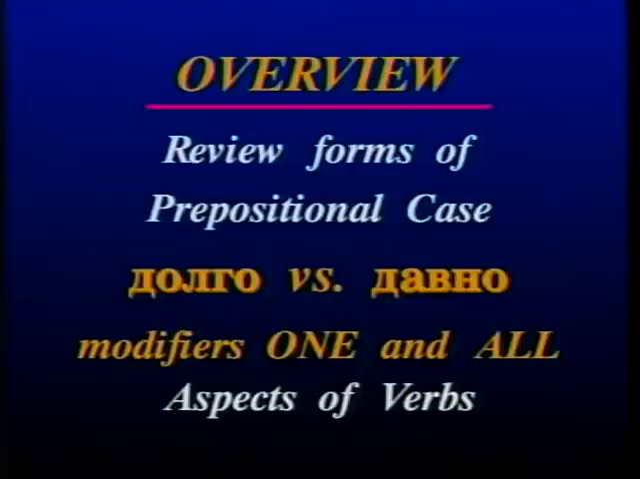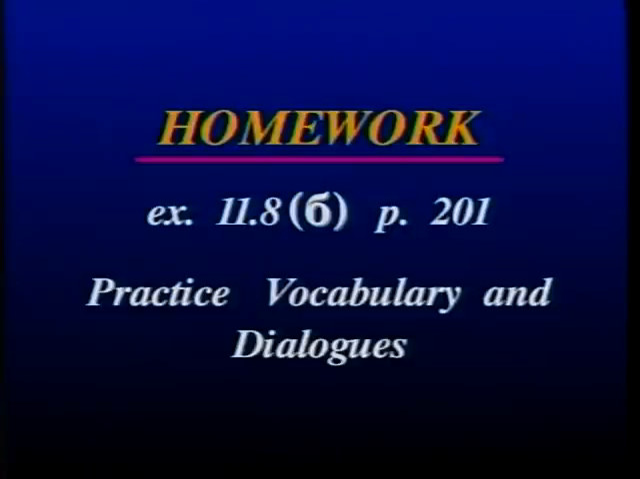Очень хорошо. Прекрасно. Ну что ж, гораздо больше imperfective, perfective, even more of it coming your way in lesson 20, 21, 22, etc. As far as we can see. So today we reviewed some forms of prepositional case. Dolgo versus davno. Dolgo is for a long time, davno is for a long time. Look at the entry 11.7 to see what that is all about. Хорошо? Then we saw the modifiers. The homework is 11.8 part B, where you have to mix them all up. Page 201. And of course, vocabulary and dialogues.